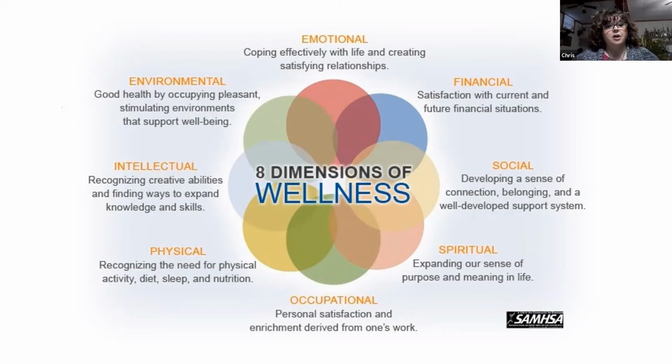The next one is environmental. Good health by occupying pleasant, stimulating environments that support our well-being. So just think of the environment in which you encompass, and hopefully it's a healthy one. So those are your 8 pieces of that pie, and for me, 8 pieces of my apple pie that makes up that one whole pie.